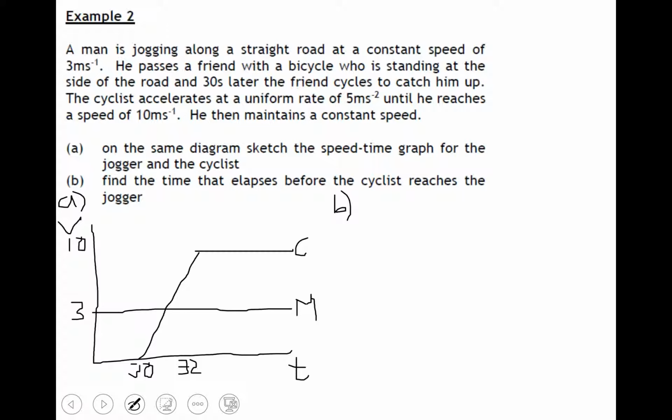Now, the cyclist will reach the jogger when they've travelled the same amount of distance. The area under the curve for the man, the jogger, is a simple rectangle. It's 3 times the time, so we'll call that 3t. T for the amount of time. That's what we're going to try and find, the t. We also need a formula for the area under the cyclist's curve. Now we could do it again by splitting it into a triangle and a rectangle.